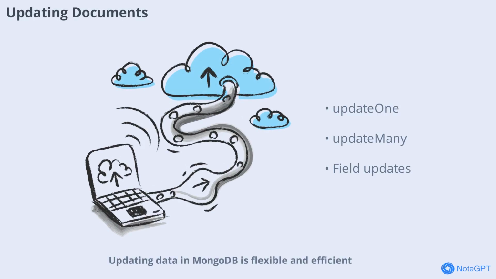Updating data in MongoDB is flexible and efficient. You can modify specific fields within a document, add new fields, or even replace entire documents. The Update One and Update Many commands let you target individual or multiple documents, while update operators provide fine-grained control over how data is changed.